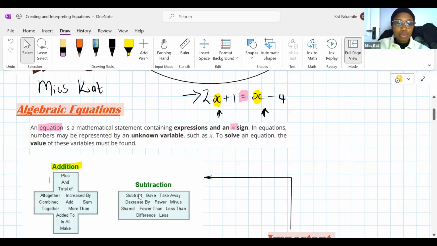Subtract is the opposite or inverse of addition. For that, you would use words like take away, decrease by, shared, fewer than, less than, the difference between something. When we see such words being used with algebraic equations, then we know we need to use the subtraction sign.